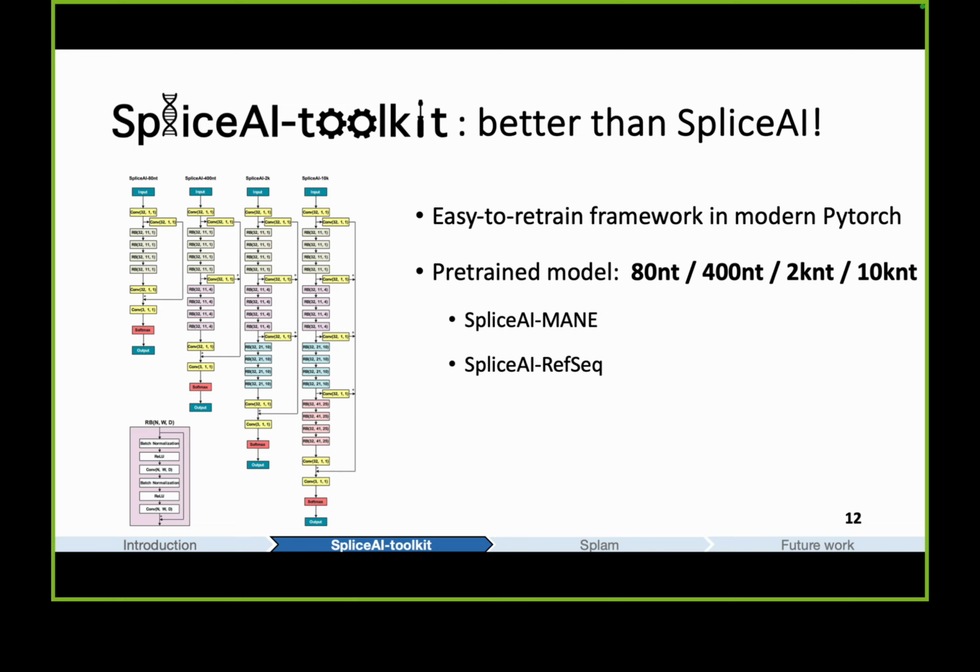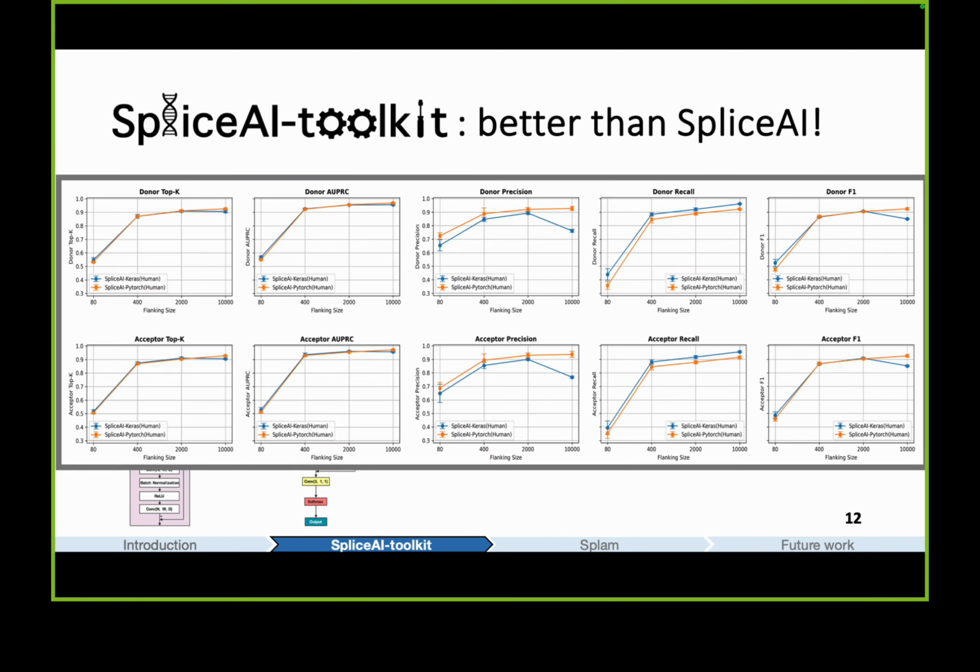Now we have the MANE annotation, which was published in Nature back in 2022. MANE is the annotation that takes the consensus between NCBI RefSeq and Gencode annotations. We retrain on MANE and also RefSeq annotation. Here's the result. We calculate the top-k accuracy, AUPRC, precision, recall, and also F1 score. We can focus on the precision. The orange curve is the newly trained Splice AI model using Splice AI Toolkit, and the blue curve is the original Splice AI model. We can see that our model is more precise, and we also observe that when applying the original Splice AI model to the MANE dataset, the precision drops, which implies overfitting.